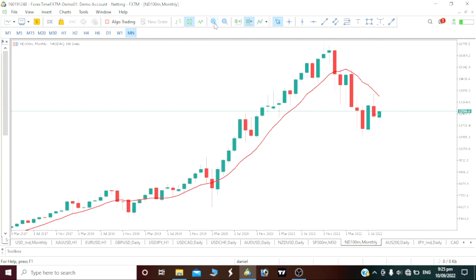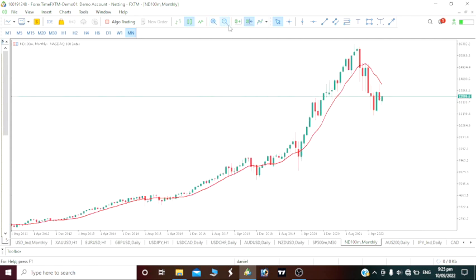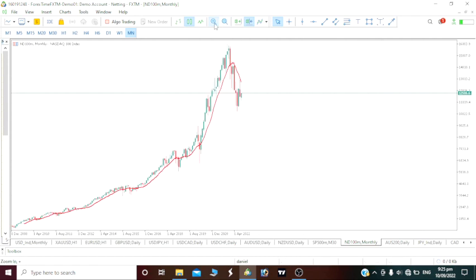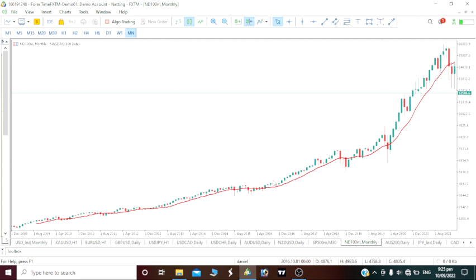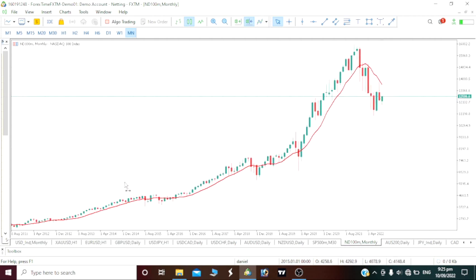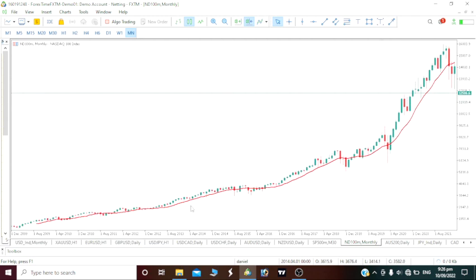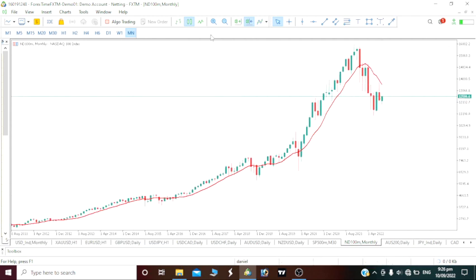Now, this analysis will start from our monthly time frame. If you zoom it out, we can all see that we were on an uptrend move. I think since 2008, Nasdaq 100 has been giving us that bullish move. We've never had a downward trend or a bearish move. It was just an uptrend.